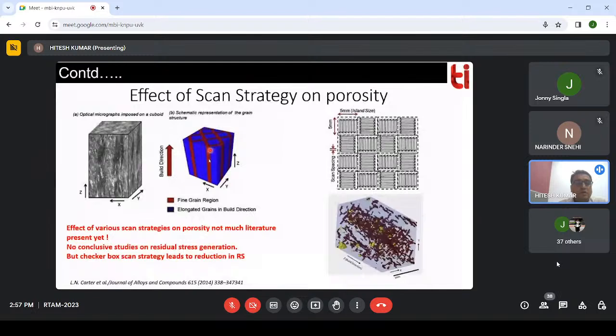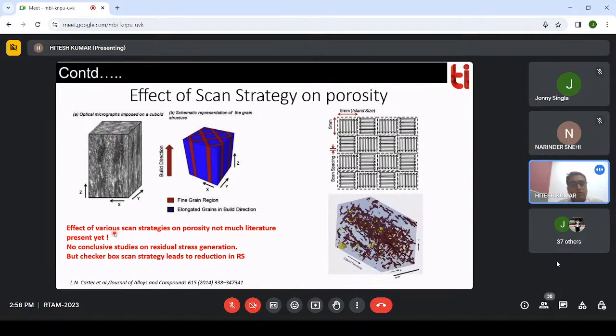So what they observed in the build direction is more columnar growth of structure. If we talk about the jet direction, it's basically the build direction, so columnar growth is observed. But if we talk about the XY plane or 2D plane, fine grains were observed. They observed the same thing when they performed microstructure analysis.